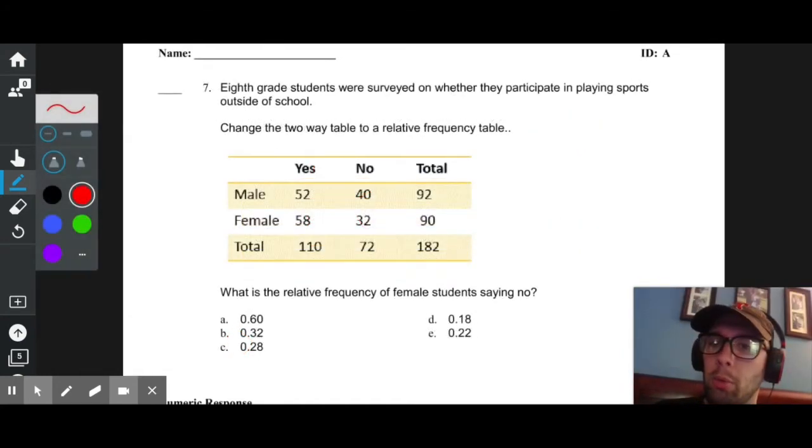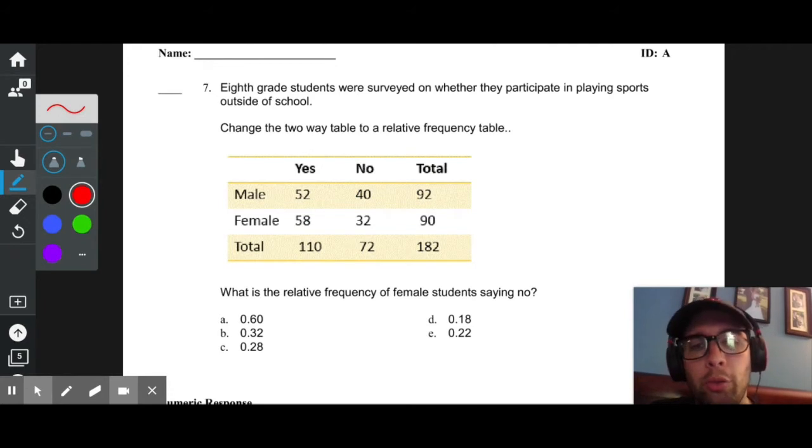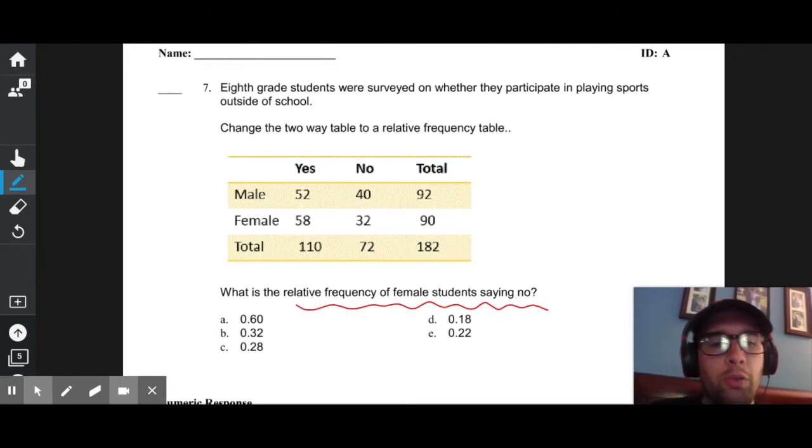Familiar problem. It seems like we just did one just like you. 8th grade students, and so on. What is the relative frequency of female students saying no? Relative frequency means your total. And in this case, what it wants is a percentage of female students saying no out of everybody.